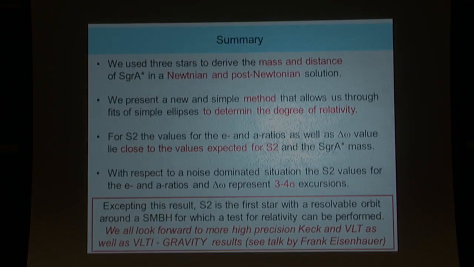And summary. So we got mass and distance both with Newtonian and post-Newtonian solutions. We developed a new method to determine the degree of relativity from orbits. And we got a measure that is probably a 3 to 4 sigma event that indicates that the relativity quantities are of the order of what you would expect them to be. So if that is true, and if you accept that, then S2 would be the first star for which that could be done.